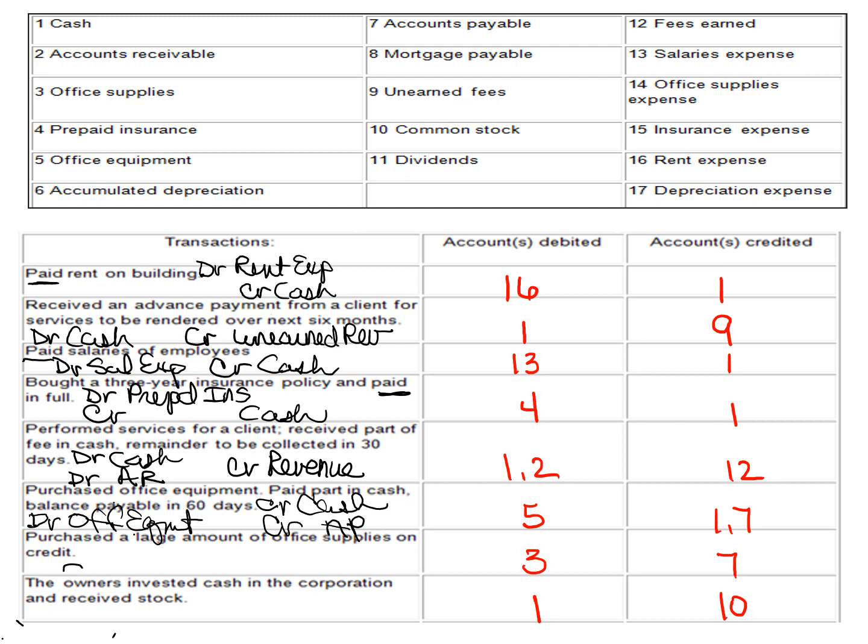And it's accounts payable because I'm going to have to pay in the future. Purchased a large amount of office supplies on credit. Well, office supplies, I haven't used them yet, so they're an asset. So I'm going to debit office supplies.